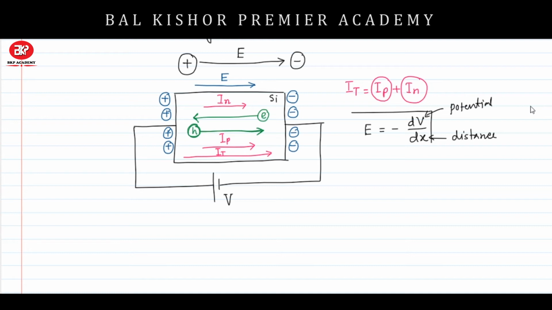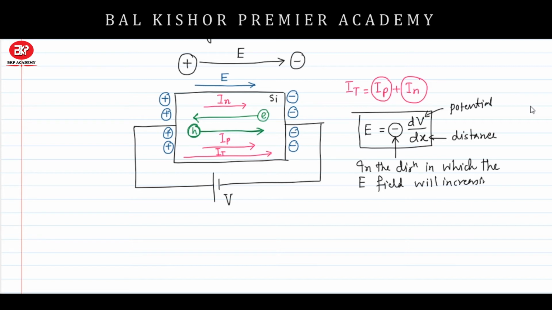So this is a very important equation which relates the electric field with the applied potential, and this minus sign signifies that in the direction in which the electric field will be increasing, in the same direction the potential V will be decreasing.